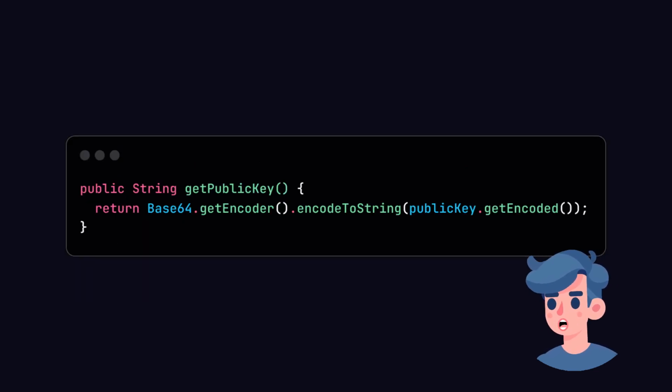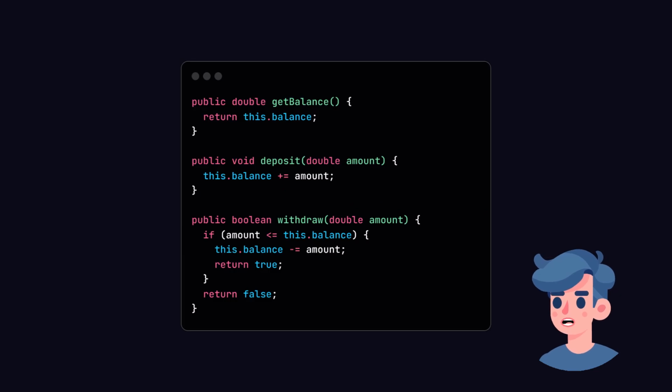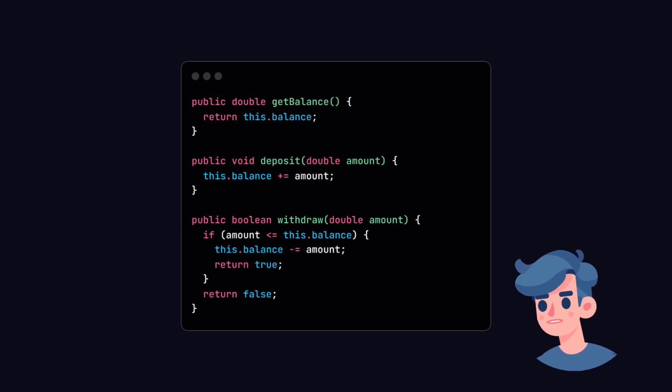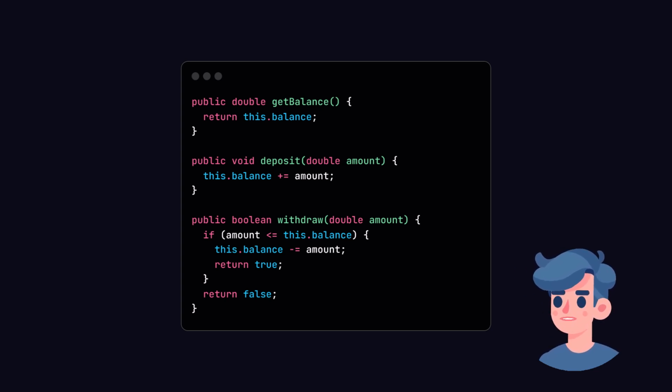Next, let's implement a method to get our public key in a human-readable format. We can use Base64 encoding to convert the public key. Now that we have a way to generate and retrieve keys, let's implement the balance functionality. We will create methods to check the balance, as well as to deposit and withdraw amounts.